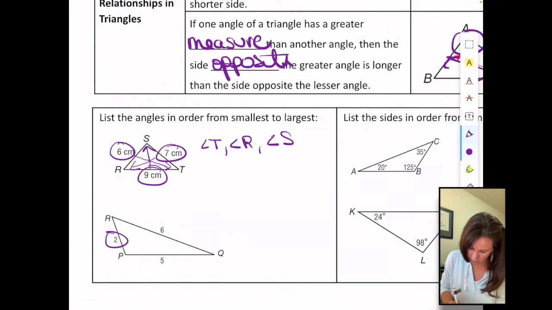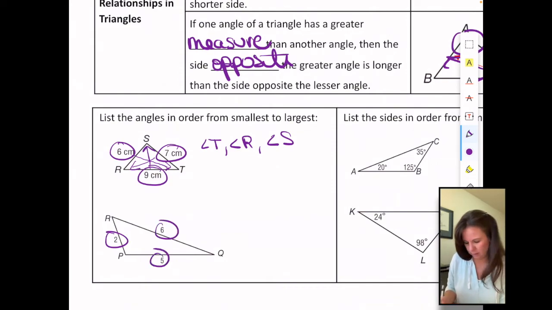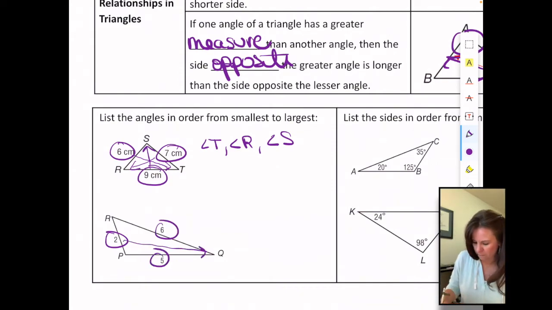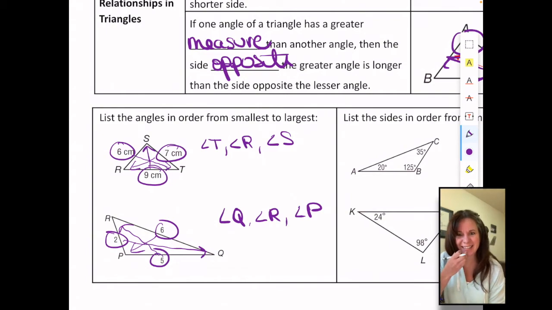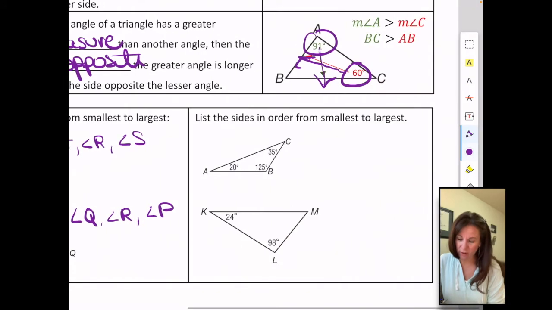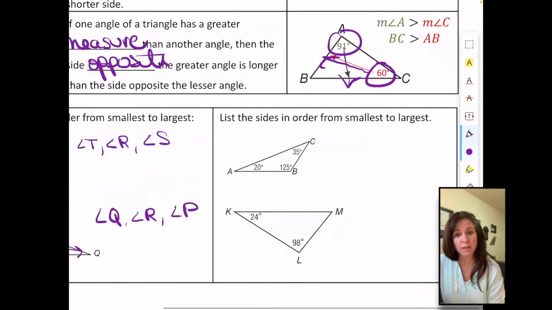So we'll go 2, 5, 6. So 2, across from that we've got angle Q. And across from side 5, we've got angle R. And across from side 6 is angle P. Q, R, P.